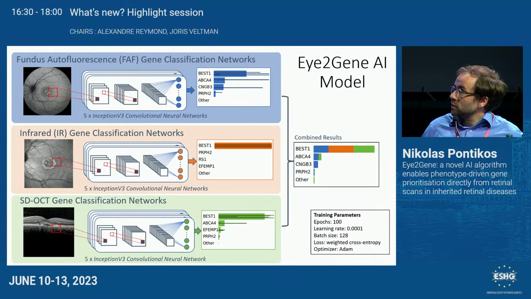And so we use this as a training data set, and we train these 3 different convolutional neural networks, or AI modules, if you want, in order to identify the genes from retinal scans. And as you can see, when you have the different types of imaging, it can combine them to give you a combined prediction. So it can use information from the 3 types of imaging if you have them available.